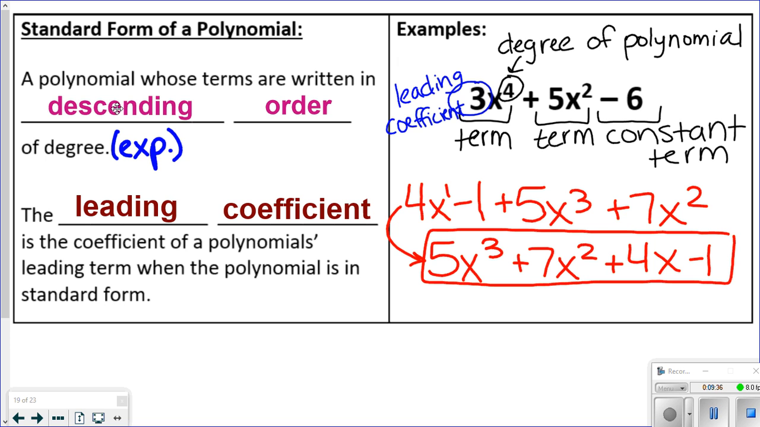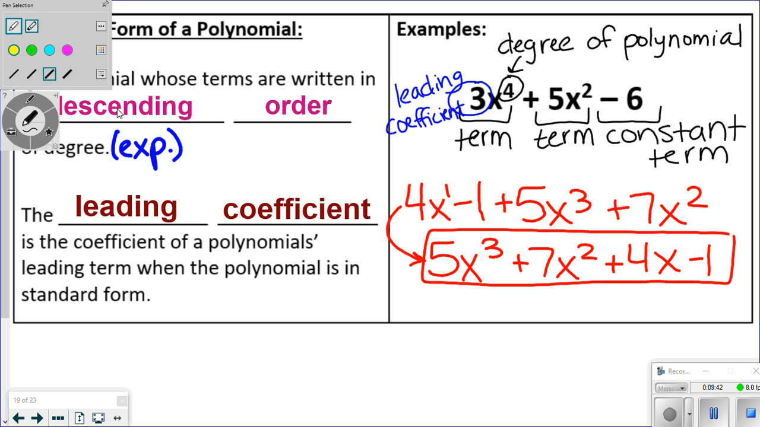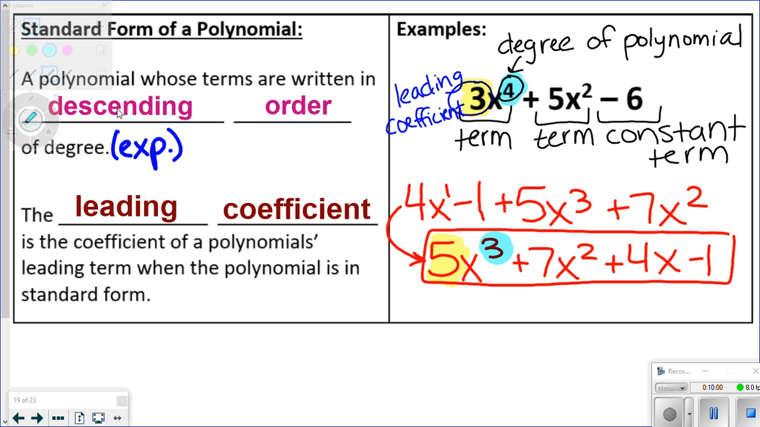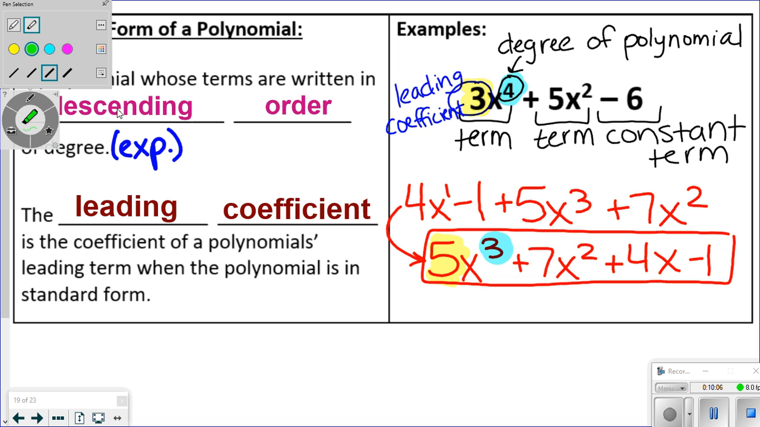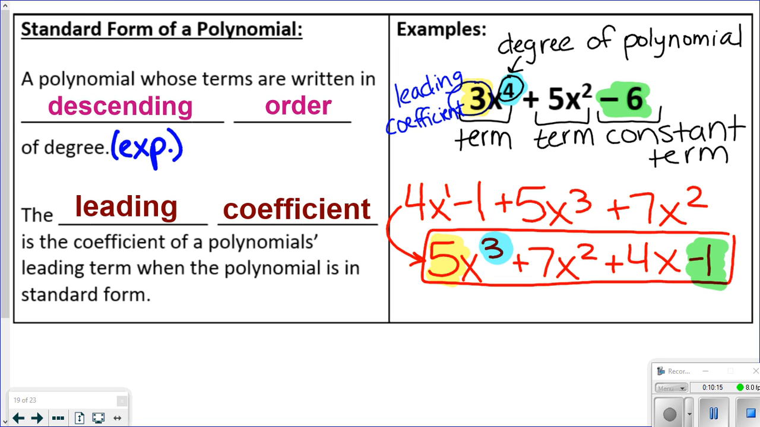What is my leading coefficient here? The leading coefficient is 5. What is the degree of the polynomial? The degree is 3, because that's the largest degree or the highest exponent of a single term. And what is my constant term here? My constant term is -1. How many terms do we have total? We have 4.